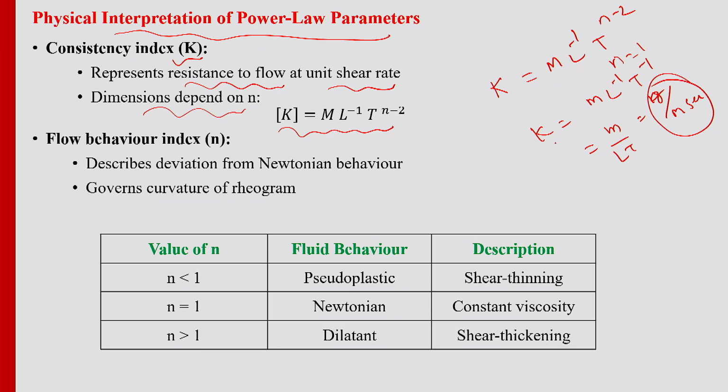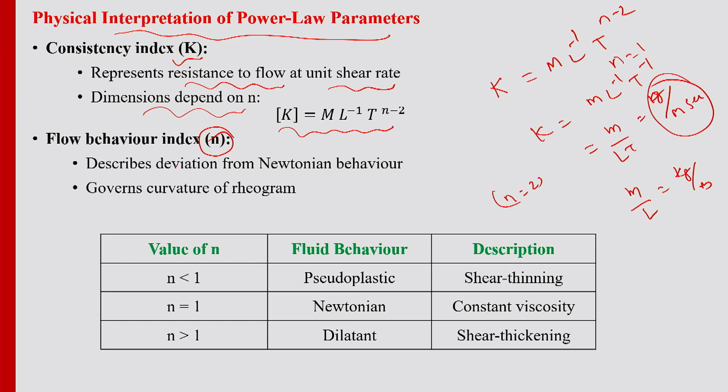But when you use n equal to 2, the time exponent automatically becomes 0, and we can write only M per L, which is kg per meter. The consistency index k always varies based on the shear rate. The next one is the flow behavior index n.